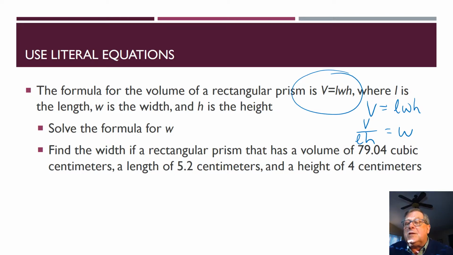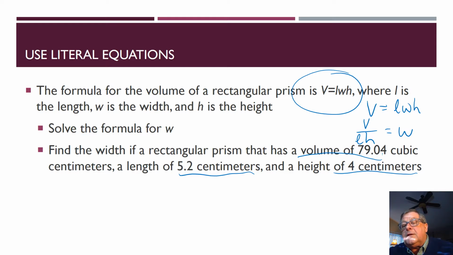We're solving for a specific variable, literal equations, taking that formula and solving for W. Now we're going to take that information and we're going to actually plug in some things. It says find the width if a rectangular prism has a volume of 79.04 cubic centimeters, a length of 5.2 centimeters, and a height of 4 centimeters. And so all we're going to do here is just plug and chug. We're going to fill in our information that we've got for our various variables.